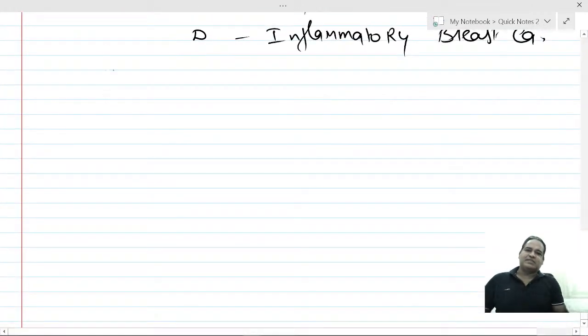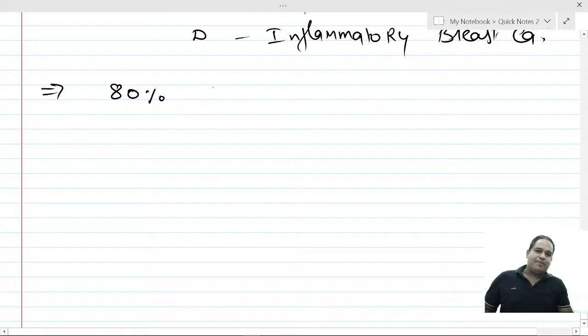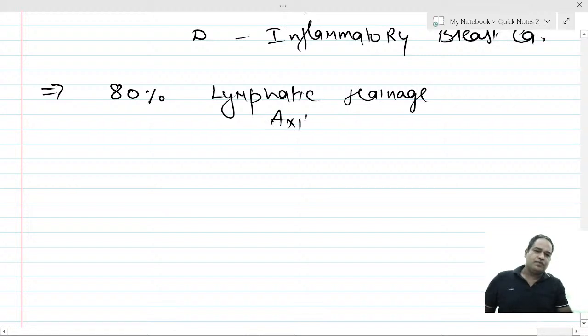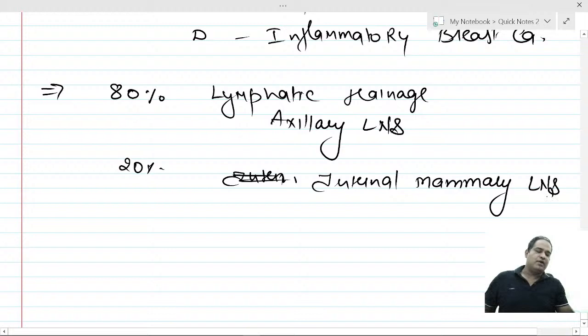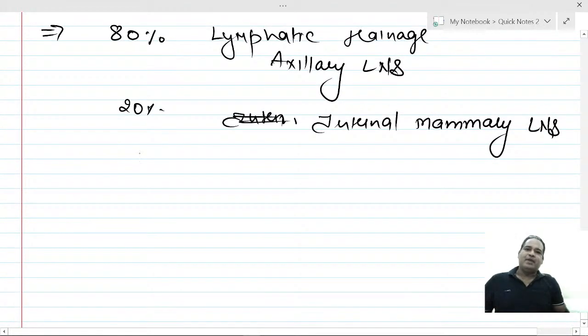Before we can discuss the N staging, you must keep in mind 2-3 facts. 80% of the lymphatic drainage is to axillary lymph nodes. The rest 20% is to internal mammary lymph nodes.